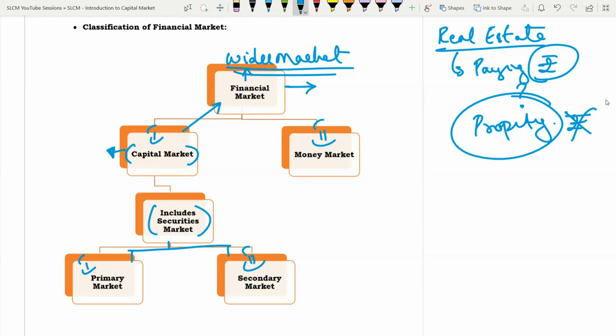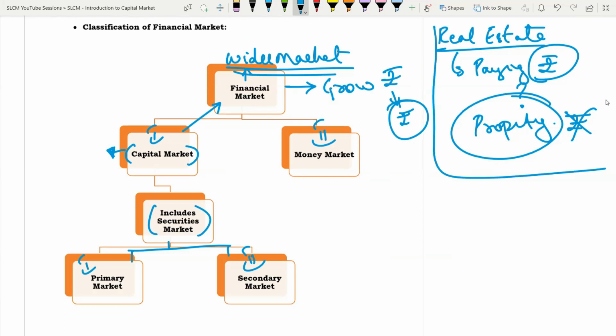The financial market covers only those aspects where you're paying money and expecting back returns in the form of money itself. Where you want to grow your money, you're giving money and in return you are also expecting money itself. That is why for real estate, we have a separate regulator, that is RERA. Right? We have RERA provisions to govern that aspect of capital.